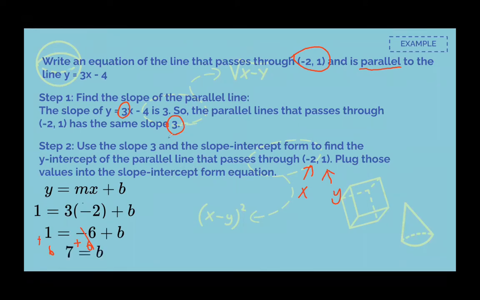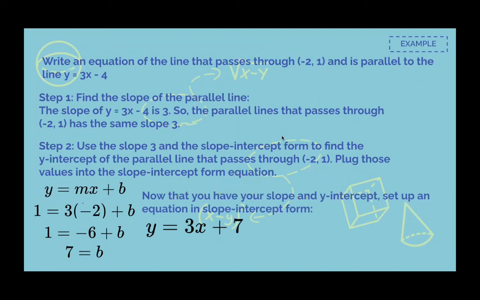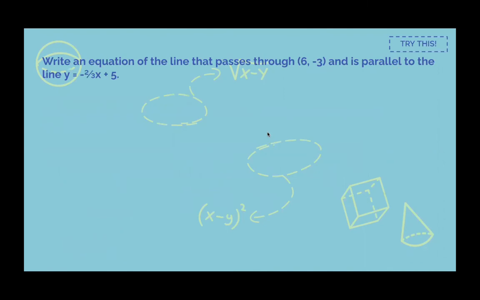Now that you have both your slope and your y-intercept, go ahead and plug it into your y equals mx plus b form. So your slope is 3, so you have y equals 3x plus your y-intercept 7. And that is your final equation. Go ahead and try this. It's exactly the same as the previous 2 examples we've done.